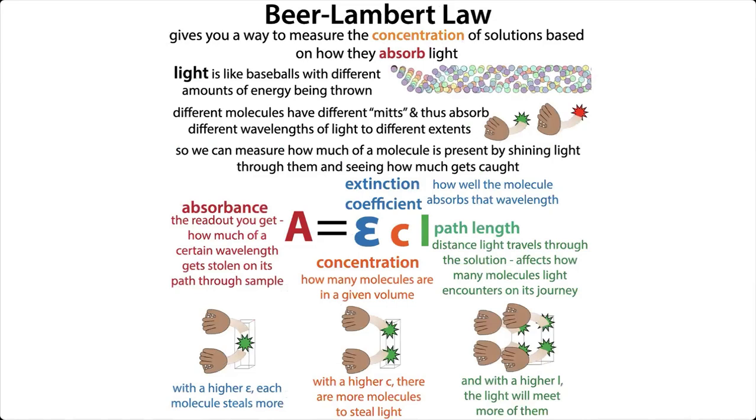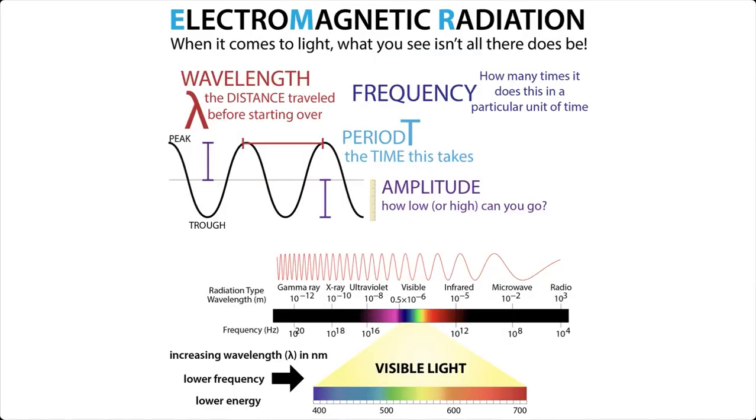There's a direct correlation between the amount of light that's stolen and the amount of molecules, based on how much each molecule absorbs light. Therefore, you're able to determine how many molecules you actually had. Sometimes, if a molecule steals light, we can tell with our eyes.